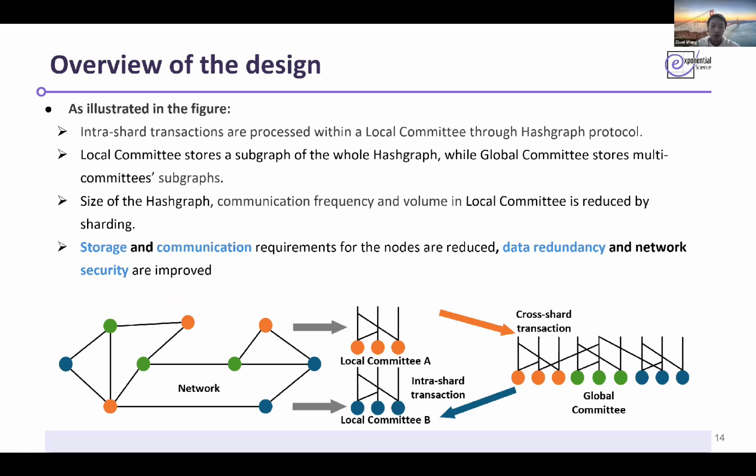The local committees only store the hashgraph for their own shard, which reduces the storage and communication requirements for the nodes. The global committee, on the other hand, not only stores its own hashgraph, but also keeps the hashgraphs from the local committees. This enables the global committee to assist with cross-shard transactions and improves data redundancy across the network.